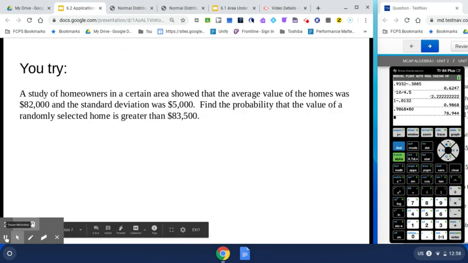Okay, this next example is a U-try. So read through this scenario, pause the video, see if you can find the probability, and then unpause the video to get the results.